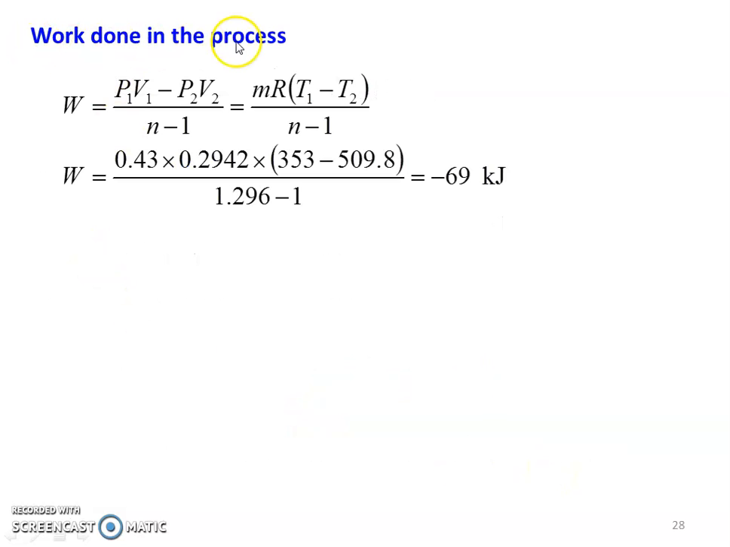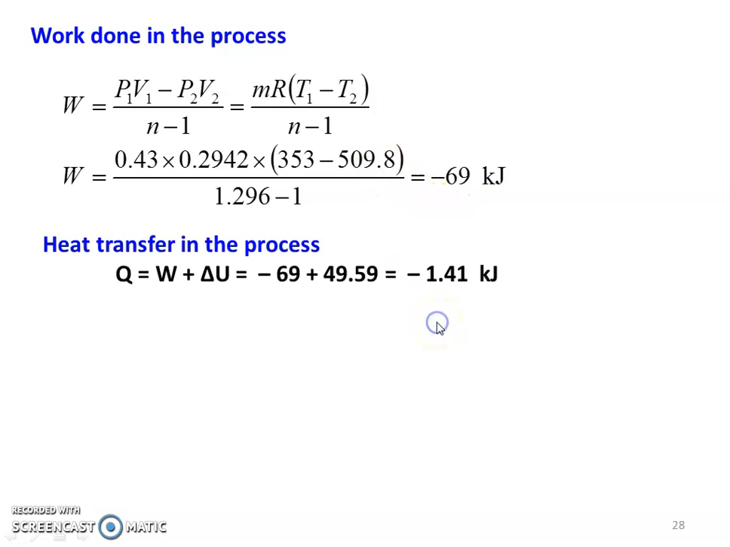Then the work done for the polytropic process, W equal to P1 V1 minus P2 V2 divided by n minus 1, which is m R into T1 minus T2 divided by n minus 1. Numerically substituting, W equal to 0.43 into 0.2942 into 353 minus 509.8 divided by 1.296 minus 1 equal to minus 69 kilojoules. Since it is a compression process, the work done is negative.